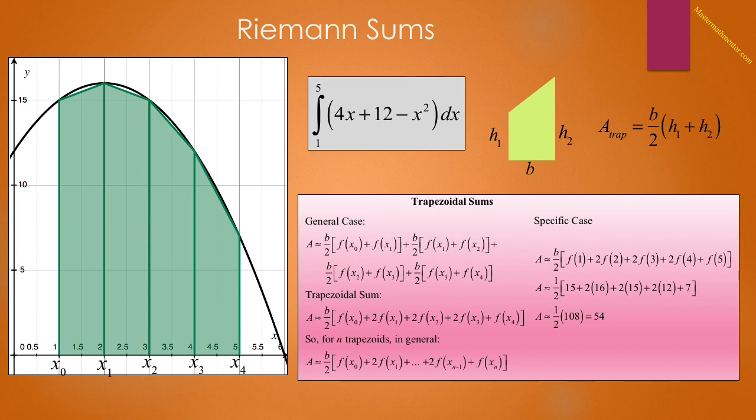So for n trapezoids in general, the area using the trapezoid rule will be approximately b over 2 times the quantity f of x0 plus 2f of x1 plus ... plus 2f of x sub n minus 1 plus f of x sub n. So except for the first term f of x0 and the last term f of x sub n, all the intermediate terms get doubled.